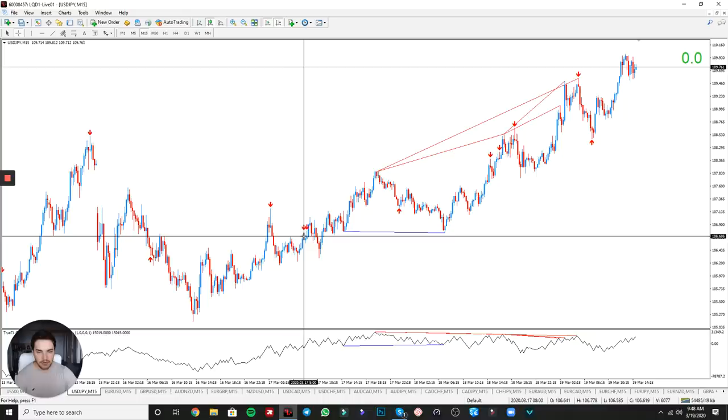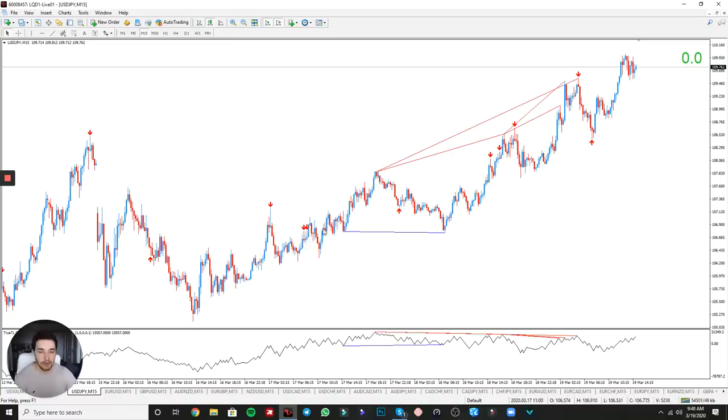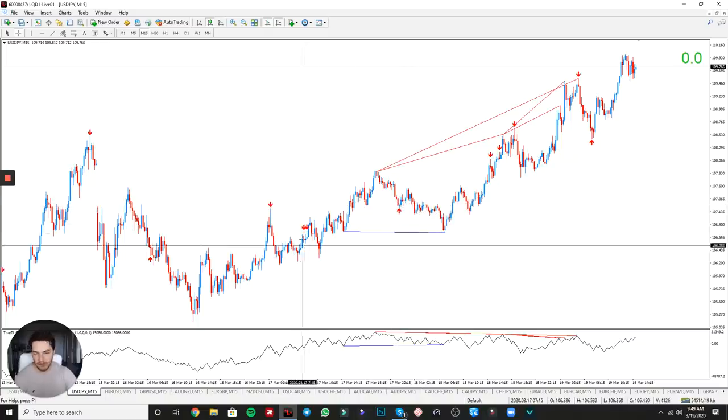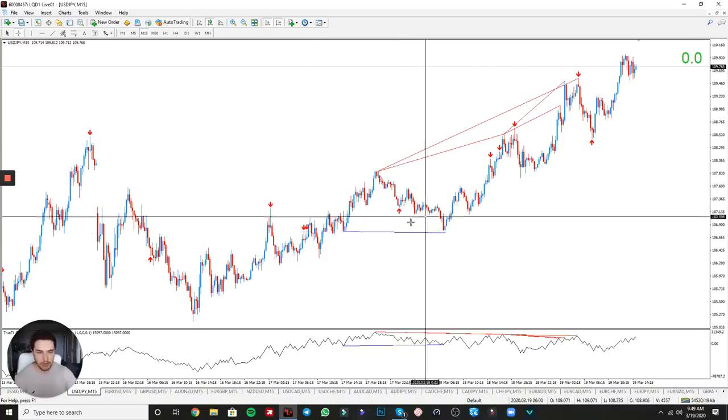Right here, this would have been a losing trade, assuming you used a stop loss, or if you didn't use a stop loss, obviously that would have been a losing trade. This one right here, well, this one would have been clearly a losing trade because it kept on going up.